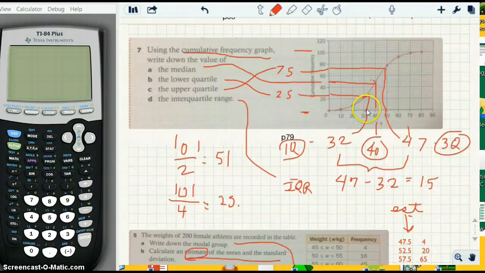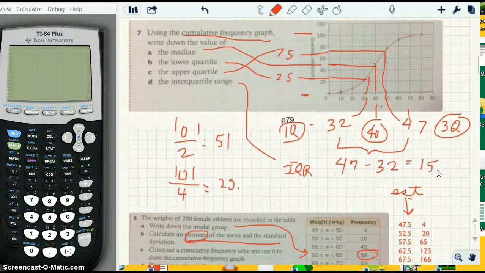Okay, so IQR is the distance between this point here and this point here. So it's like the middle 50% of the people. How spread apart are the middle 50% of the people? And so the IQR gives you an idea of how the whole thing is spread out, because if you know about how spread apart the middle 50% are, you kind of know how spread apart all the people are. Okay, so that was number 7.